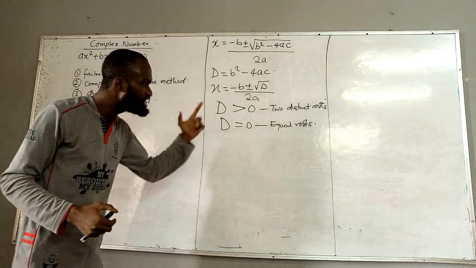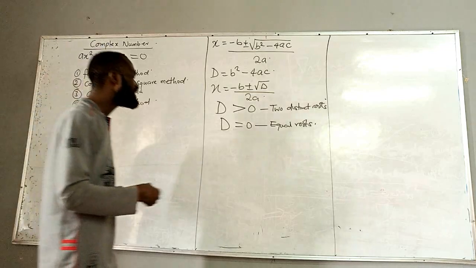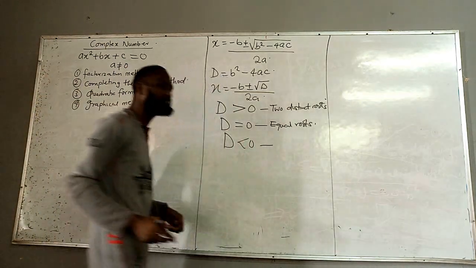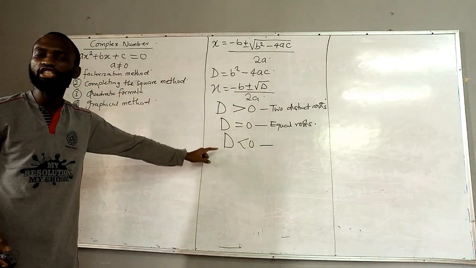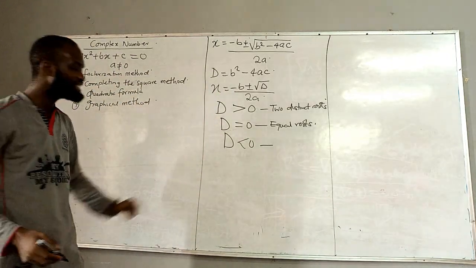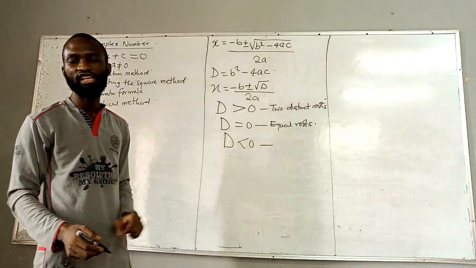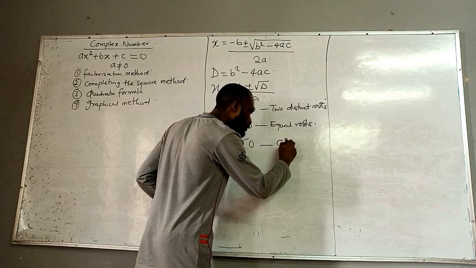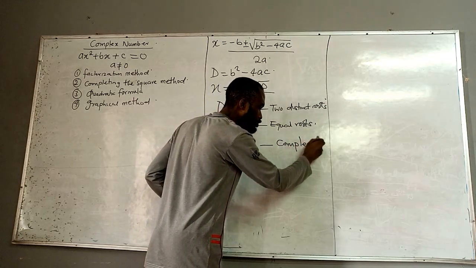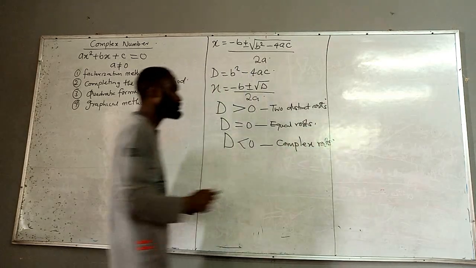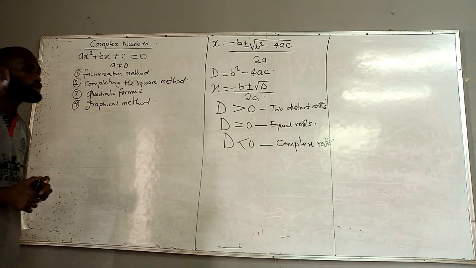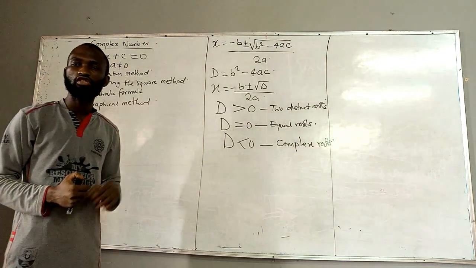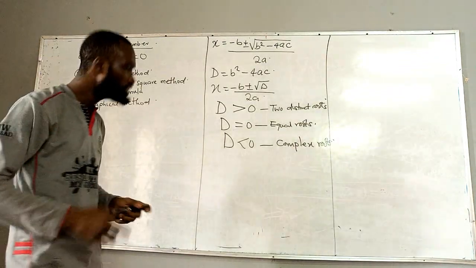But at our secondary school level, we do not consider a case where d is negative. If my d is less than 0, it means my d is negative. Then this one will not give me a direct solution. And this is what brings about complex numbers. When d is less than 0, I'm going to have what is called a complex root, and that is what brings about what we want to study today. Now let's see the complex root.